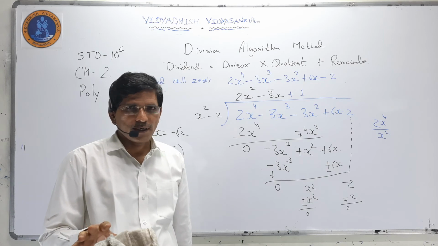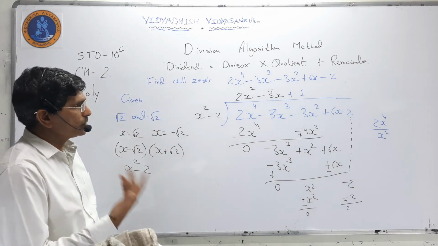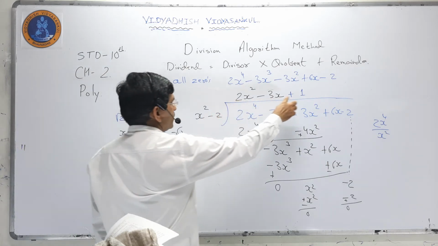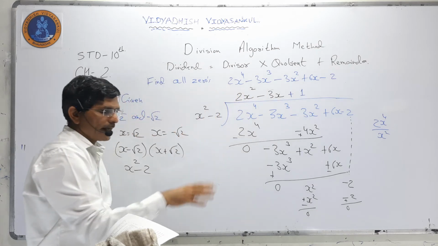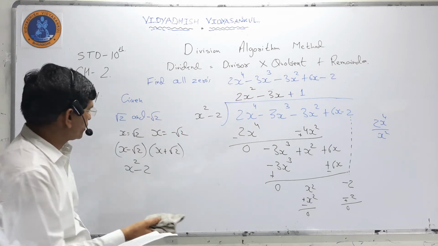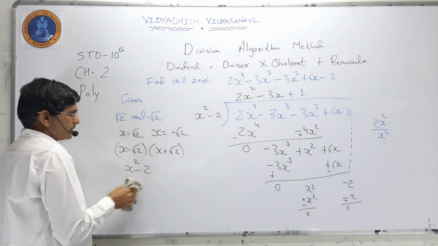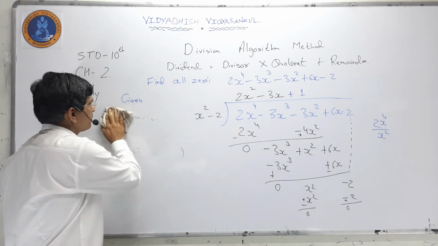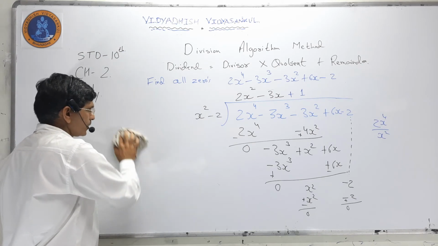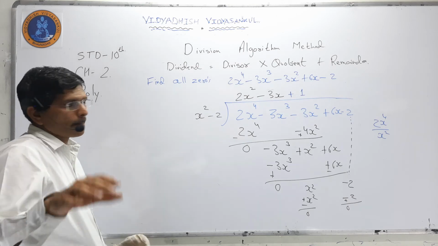So 2 zeros we already have. We have to find the other 2 zeros. By using this we can get the other 2 zeros. So I have to rub this. Then I have to explain to you how we get the other 2 zeros.